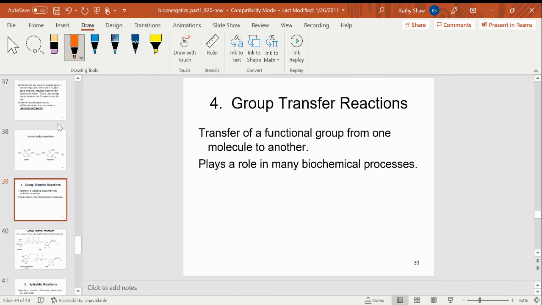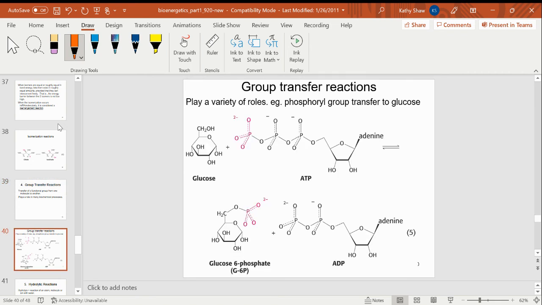Okay, group transfer. We're going to move functional groups a lot. The functional group might be the phosphate. I took a phosphate off of ATP, it gave me ADP, put it on the glucose to give me glucose 6-phosphate. So very often phosphates are the functional group we're going to move. Sometimes we're going to move hydroxyls. Sometimes we'll move other groups, but those are the two big ones.